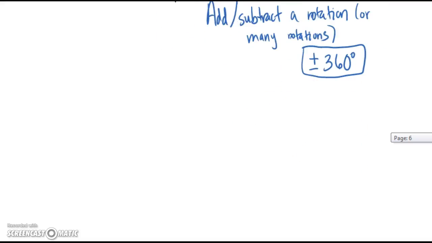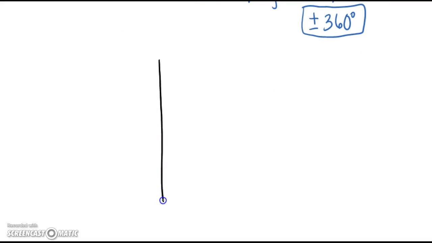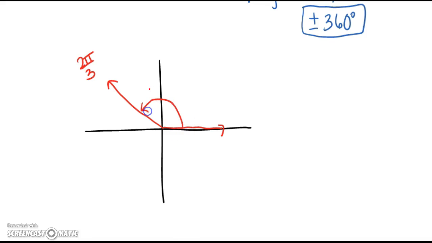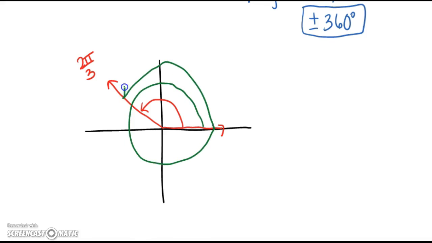Now let's suppose we're in radians. So again, let's have an angle here. Let's make our angle 2 pi over 3, which is in the second quadrant. And we could start here at the same initial ray, complete a full rotation, and then add another 2 pi, and we'd have the same terminal ray. So if we're adding a rotation, in radians, one full rotation is 2 pi. One rotation is equal to 2 pi radians. So we're going to add or subtract 2 pi from our given angle to find coterminal angles.